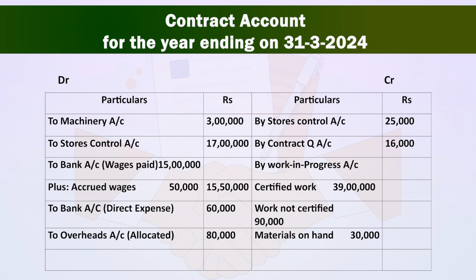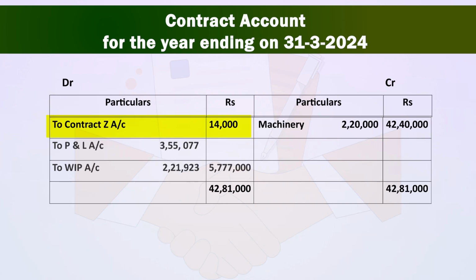Let's have a look at first entry on debit side. To machinery account rupees 3 lakhs, to stores control account rupees 17 lakh, to bank account for wages paid rupees 15 lakh plus accrued wages rupees 50,000, giving outer column total as rupees 15 lakh 50,000. To bank account direct expenses rupees 60,000, to overhead account allocated amount rupees 80,000, to contract Z account rupees 14,000.